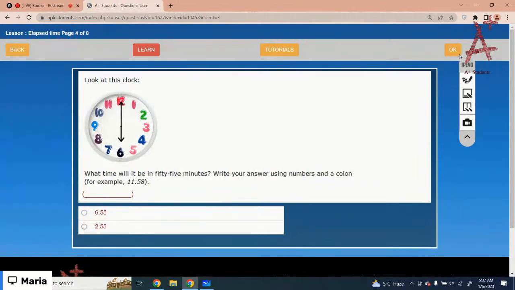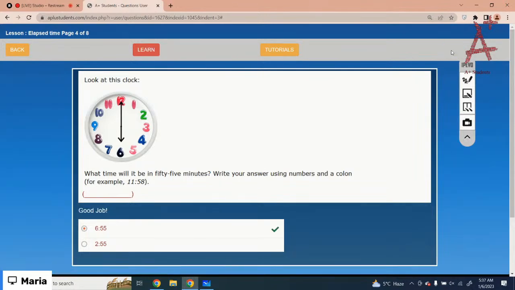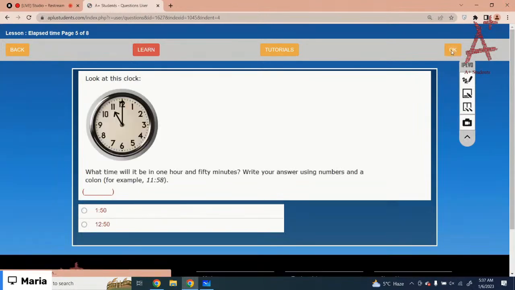The next one is look at the clock. The clock shows 6. What time will it be after 55 minutes? So it is 6:55. Got it? After 55 minutes. Look at the clock. What time will it be in 1 hour and 50 minutes? So add 1 hour 50 minutes to 11. So it would be 12:50. Got it?